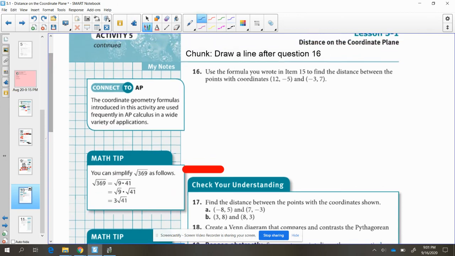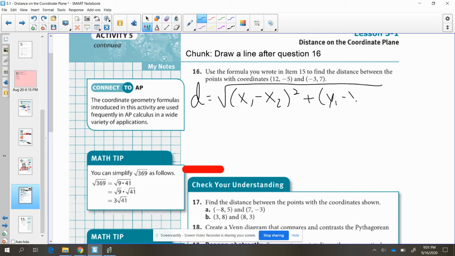And again, we're going to want to start by writing down the distance formula. I would always keep this handy. x1 minus x2 squared plus y1 minus y2 squared. And then again, we're going to take our two x values, x comma y, 12 and negative 3. And then we're going to take our two y values, negative 5 and 7. Notice I like to go left to right each time. You could flip-flop the order and you'll get the same answer. And then we're going to type this in.